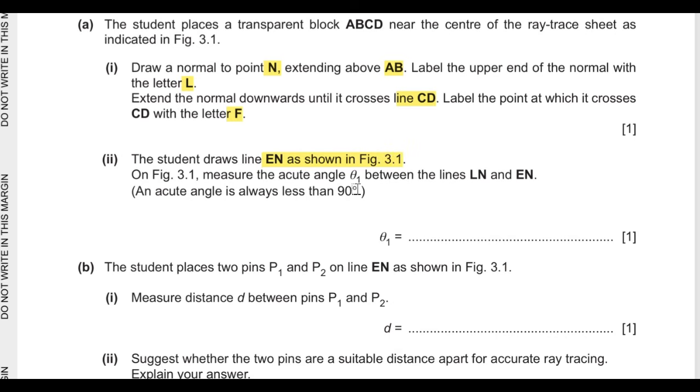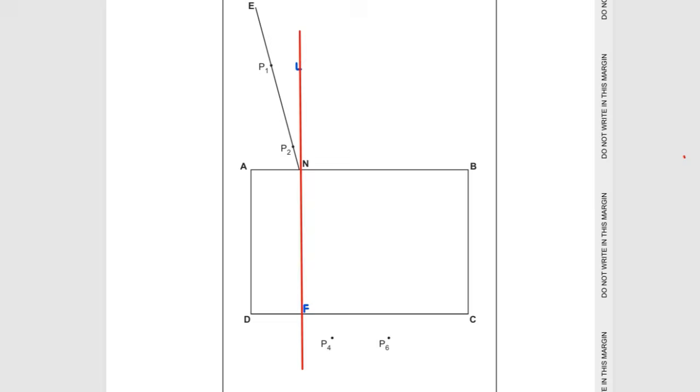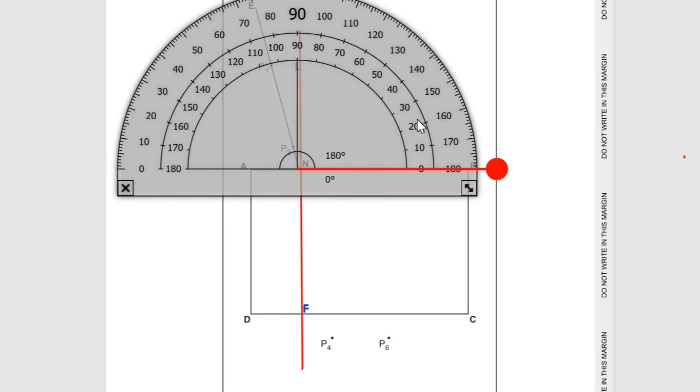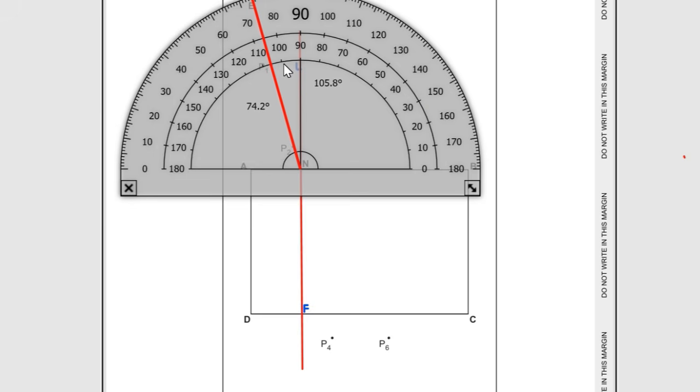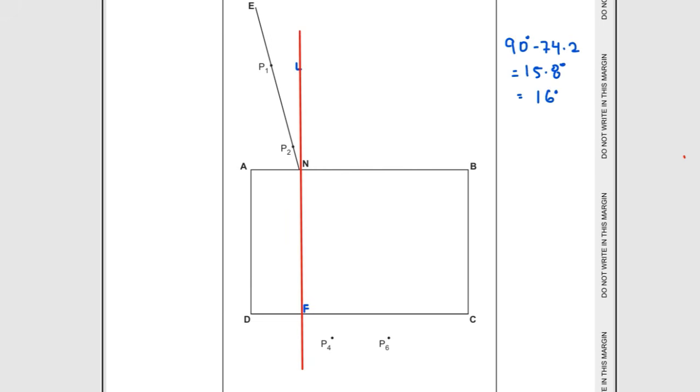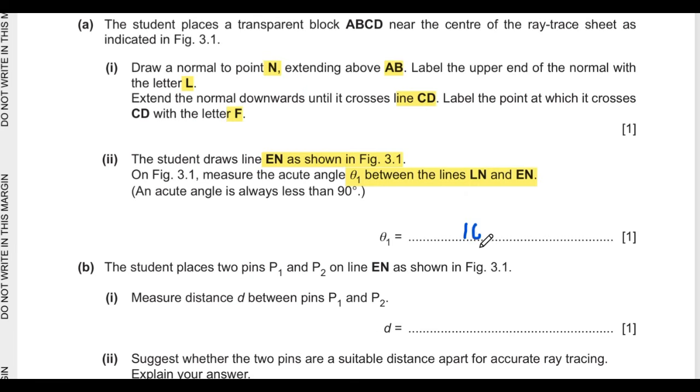Now, the second question says the student draws the line EN as shown in figure 3.1. On figure 3.1, measure the acute angle theta 1 between LN and EN. Now we are going to measure the angle between LN and EN. I'll place my protractor like this, align it with line AB, and I will measure the angle from 0 degrees, and this angle is nearly 74.2. To get the remaining angle from the normal, I will subtract 74.2 from 90 degrees, and I'll get my angle from the line LN, and this angle is 15.8 or nearly equals 16 degrees. So I am writing that theta 1 is 16 degrees.